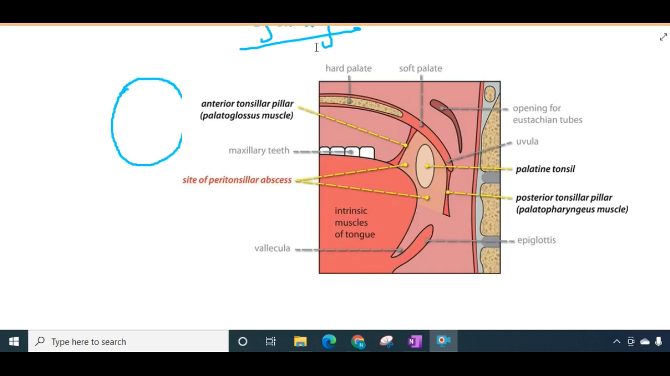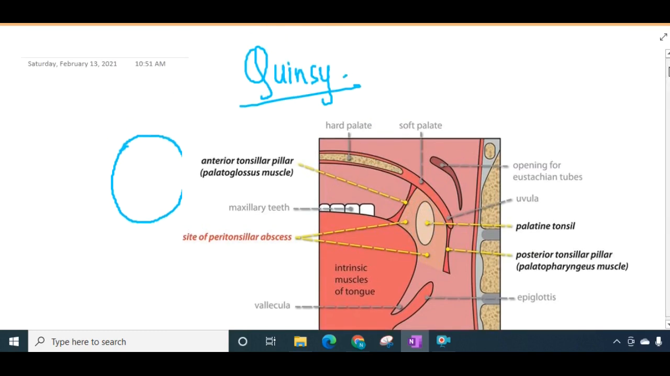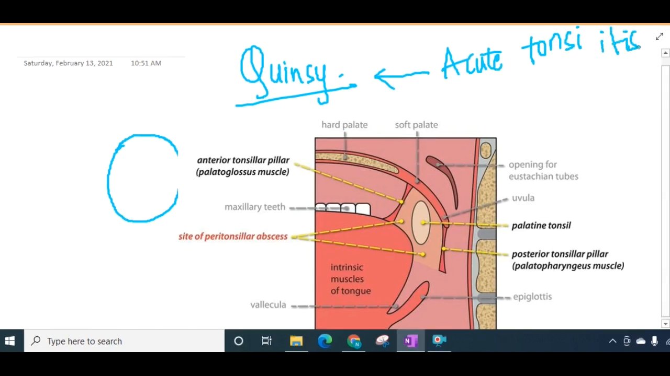So in this picture, this is the tonsil and the space surrounding the tonsil. This space is the peritonsillar space. Whenever there is infection or pus accumulated in the peritonsillar space, that results in quinsy. So this peritonsillar abscess or quinsy is a complication of acute tonsillitis, though it may arise de novo without previous history of sore throats.